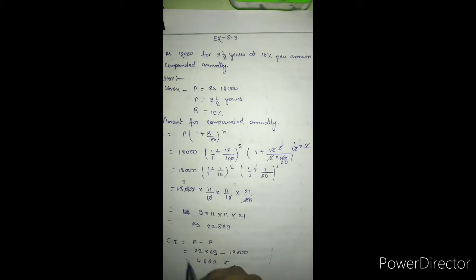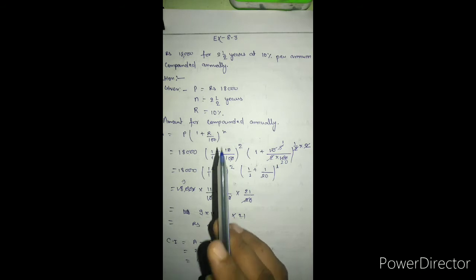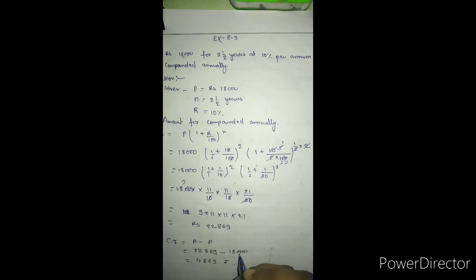We have to calculate also the compound interest. So CI is equal to, we know that the formula is A minus P. Our A is what? 22,869 rupees. So write here 22,869 minus our principal amount, which was what? 18,000. So write here 18,000. When you subtract it, you will get 4,869 rupees. So it is your compound interest.